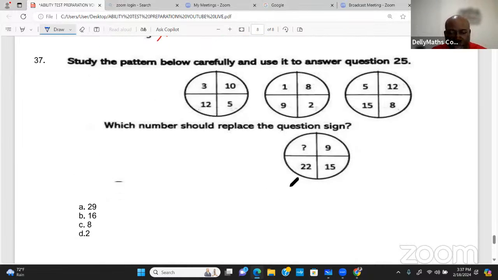All right. Now, it says here, study the pattern. I want everybody to pick the answer for this one. Study the pattern below. So this one may cause a little trouble. And I said may because it may not. Let us see. Which number should replace the question sign? I think I see the answer already. So I'm waiting on everybody to take a quick look at what's going on here.